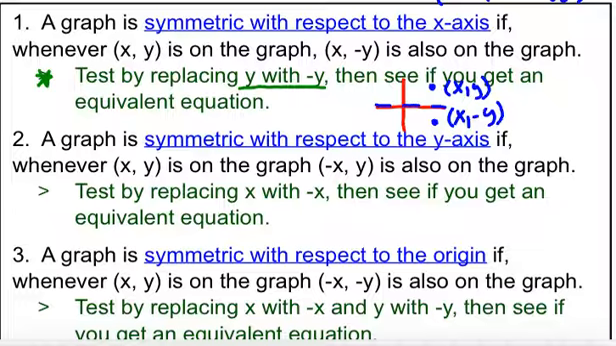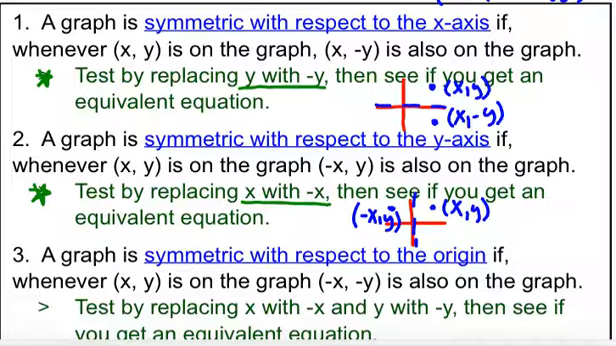All right, now if you're symmetric with respect to the y-axis, here's kind of what this looks like. Your line of symmetry is the y-axis. So if you've got a point over here, x, y, it's going to be reflected over here at the point negative x, y. Which means if you want to test for y-axis symmetry, you replace the x with negative x and do a little bit of algebra and see if you get something that's equivalent. So to test for y-axis, replace the x.